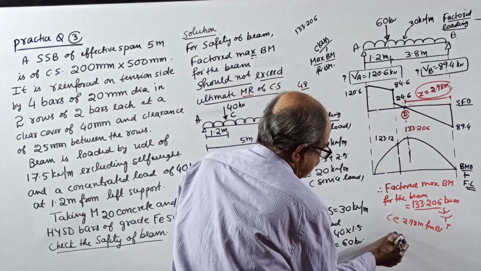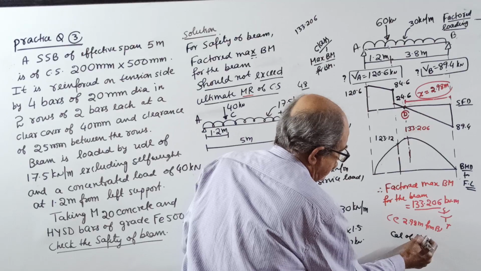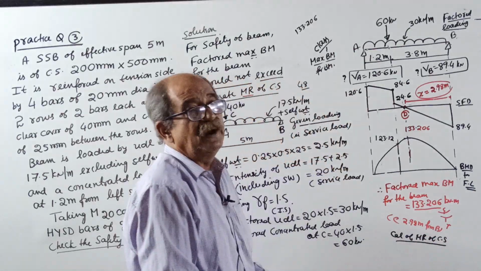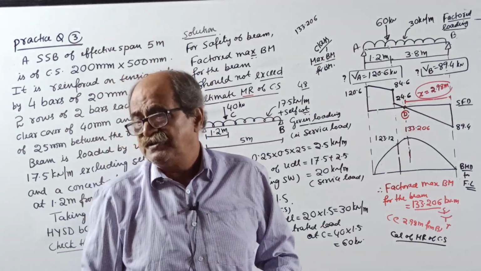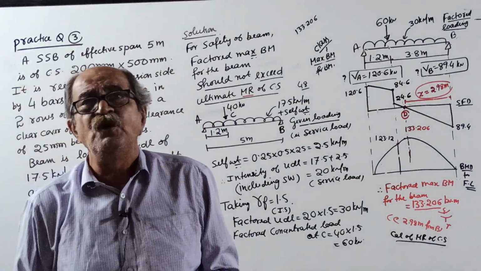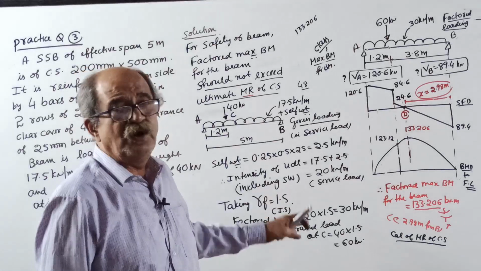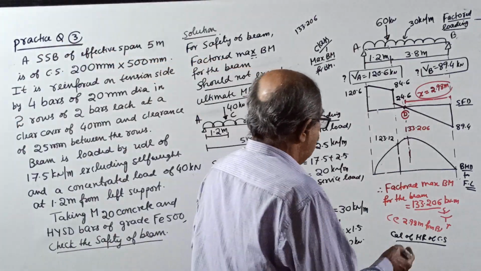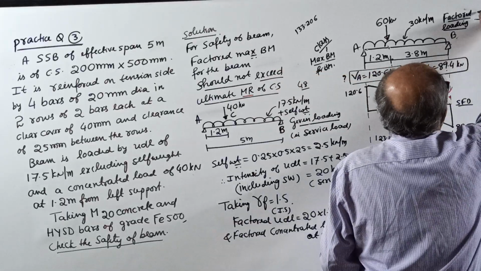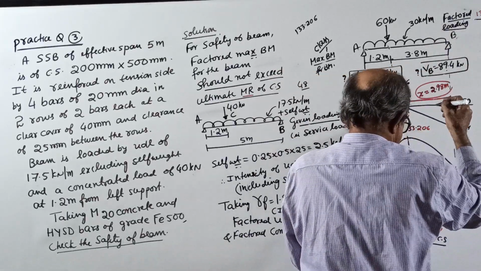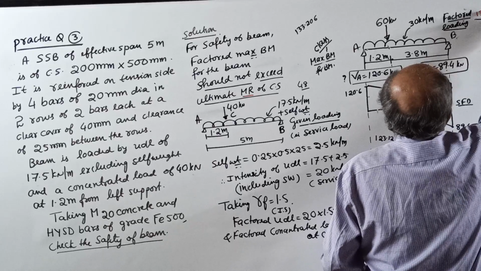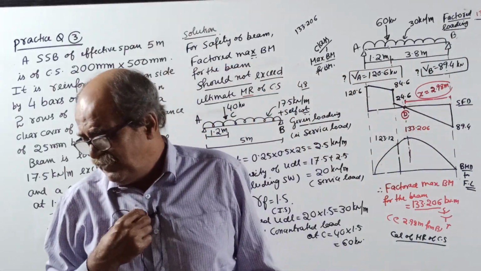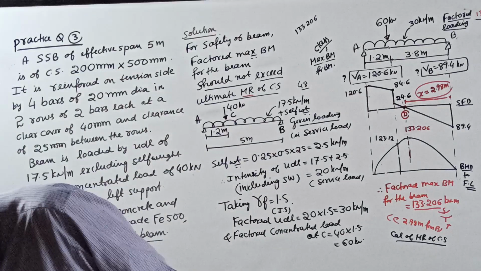Now, calculation of MR of the cross section. Sorry, this I will not explain, but since there are 2 rows of bars, I will tell something about effective depth now. Otherwise, it is for you. I will make it ready. Remember, the value is 133.206. I may forget it later. Actually, I can find it within 10 seconds. But why should I find it once again when I already calculated? Okay.